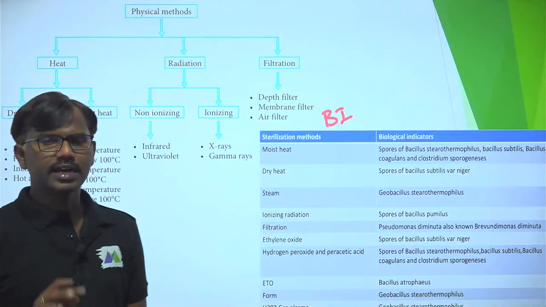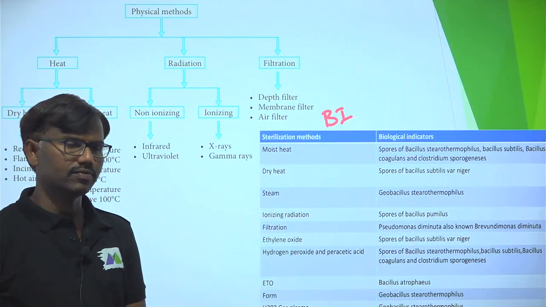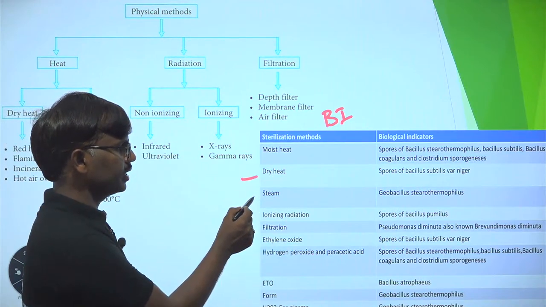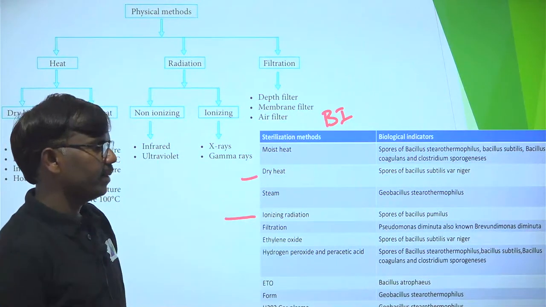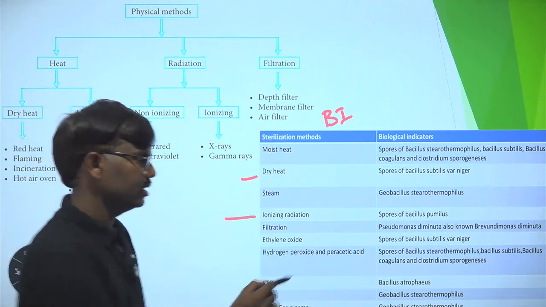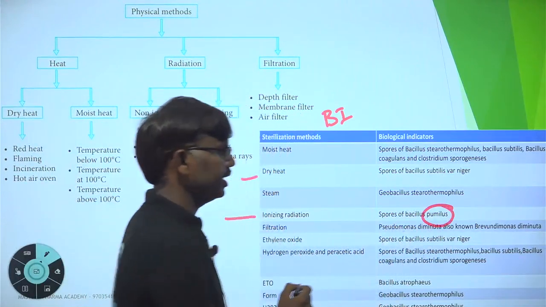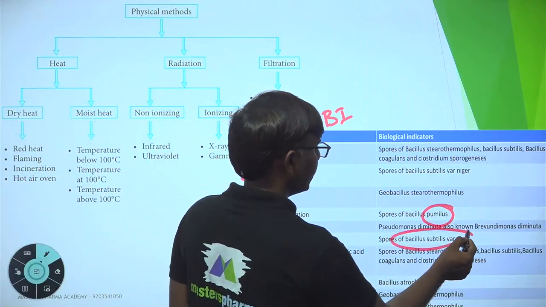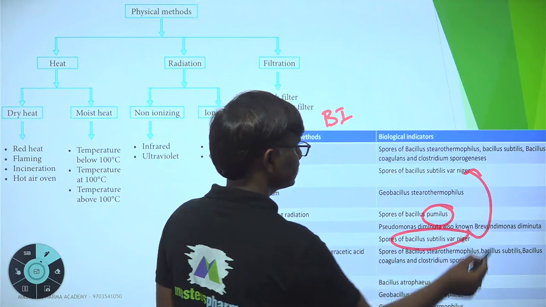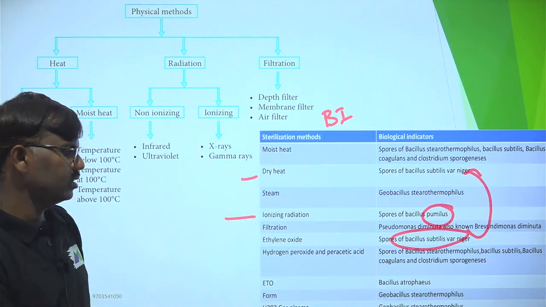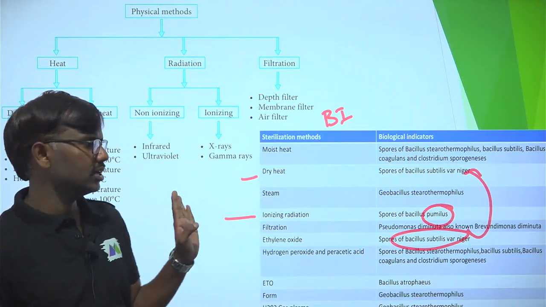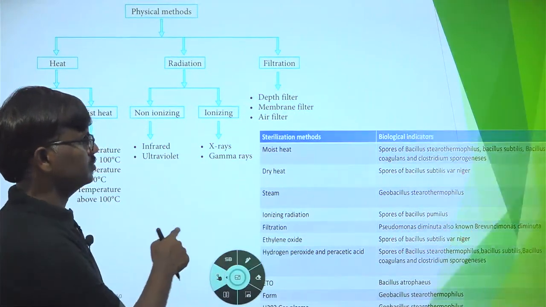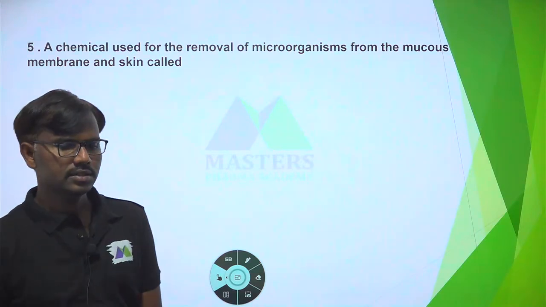And then for dry heat, Bacillus subtilis var niger is the biological indicator. And then for ionizing radiation, Bacillus pumilus. Okay, for radiation sterilization and gas sterilization, Bacillus subtilis; the same Bacillus for dry heat, the same biological indicator we use, right? So these are the very, very important biological indicators one must remember, right? And then next question.